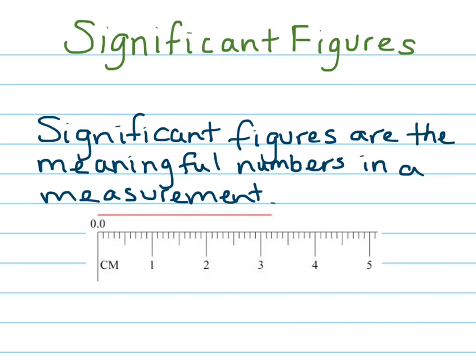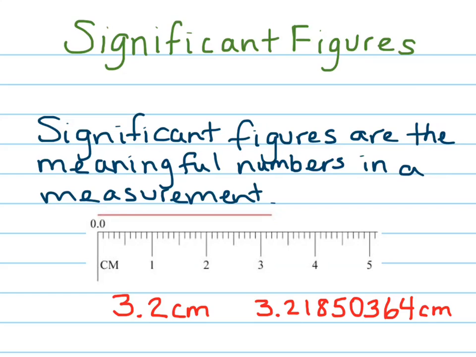For example, let's say that I am measuring the length of this red line, and I look at the ruler and I see that it's around 3.2 centimeters. Now I can say that this line is about 3.2 centimeters. What I can't say is that this line is 3.2185036 centimeters. I don't know that, I didn't measure that, thus those other numbers have no significance. They don't have meaning in this measurement because I didn't measure those. I measured 3.2. So I can't use that as my measurement. I'll have to use the 3.2, which is what I can see in my measurement tool.